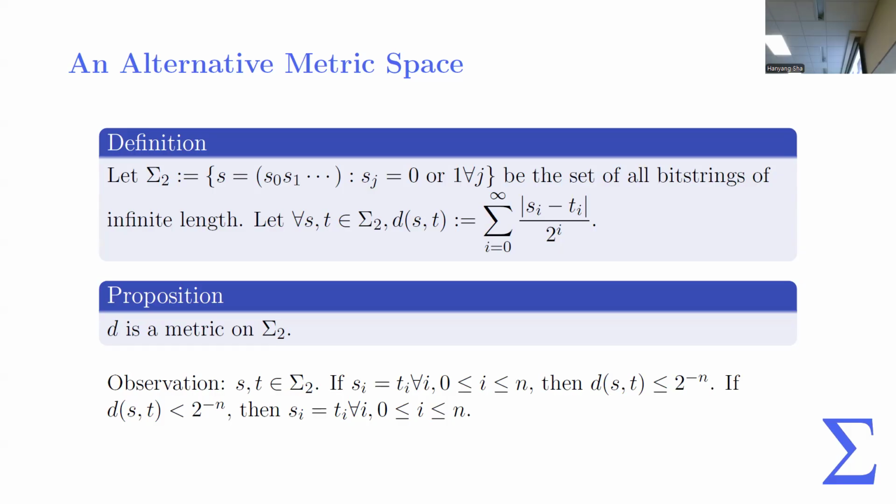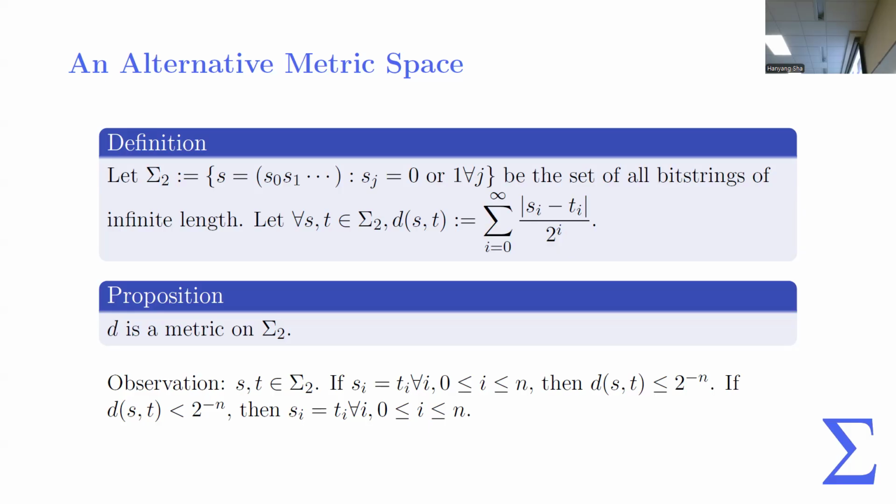So the distance between two elements s and t in sigma 2 is just the sum over the pairwise differences over 2 to the i. Maybe you can think of this as a decimal number in base 2, something like that. But you take the absolute value here. And then the proposition: d is a metric, very easily checked. And then this is a critical observation.